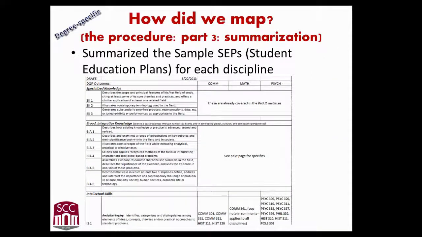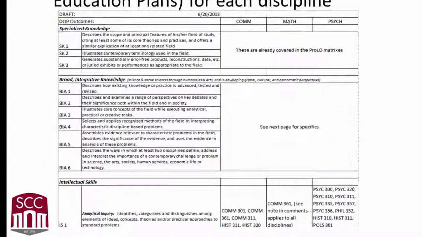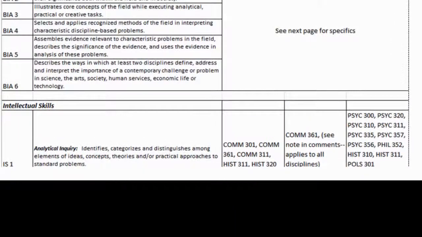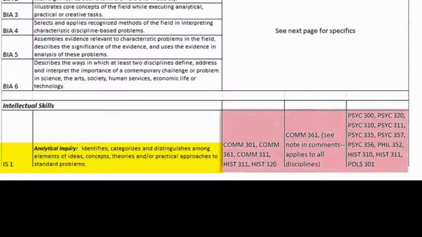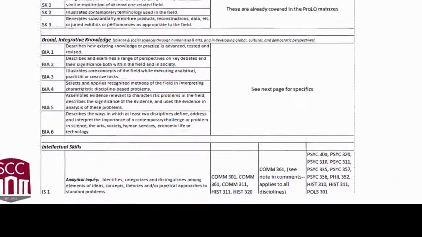We followed this up by summarizing the sample SEPs for each of the disciplines, and then mapping those back to the DQP outcomes. For example, you can see that for the intellectual skills criteria of analytical inquiry, each of the degrees that we analyzed mapped quite well to that category.